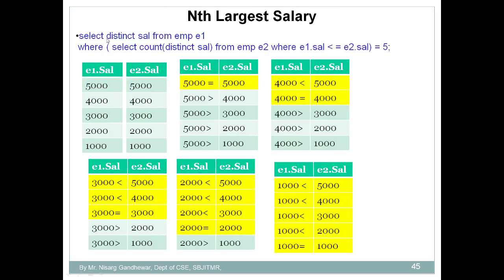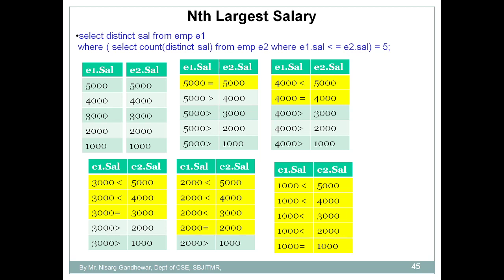Now this is the nth largest salary. How have I written this? Select distinct sal from employee E1 where (select count of distinct sal from employee E2 where E1.sal is less than or equal to E2.sal) equals 5. So in this case I want to find the fifth largest salary of an employee.